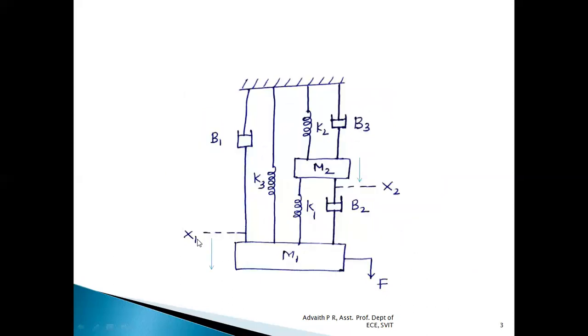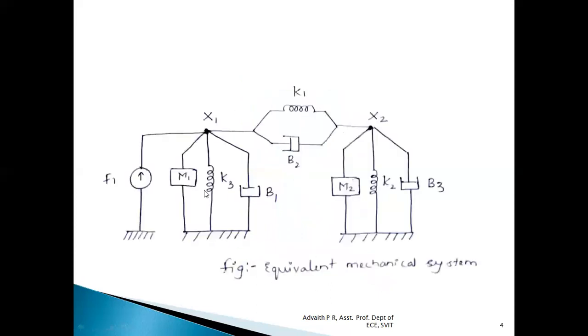With respect to displacement x1, mass m1, b1 as well as k3 are completely under the influence of x1. Hence, m1, k3 and b1 are completely under the influence of x1. One end is connected to x1, the other end is connected to rigid support. If you observe, m1, k3 and b1 are connected in parallel. Always the elements are connected in parallel when we are drawing the equivalent mechanical system.